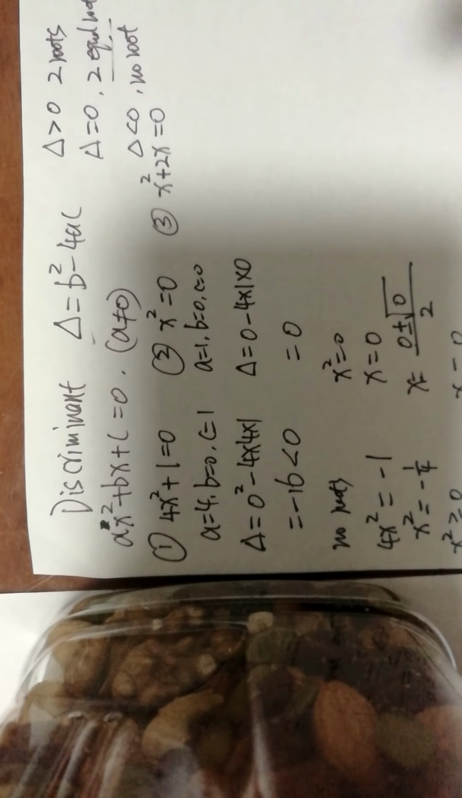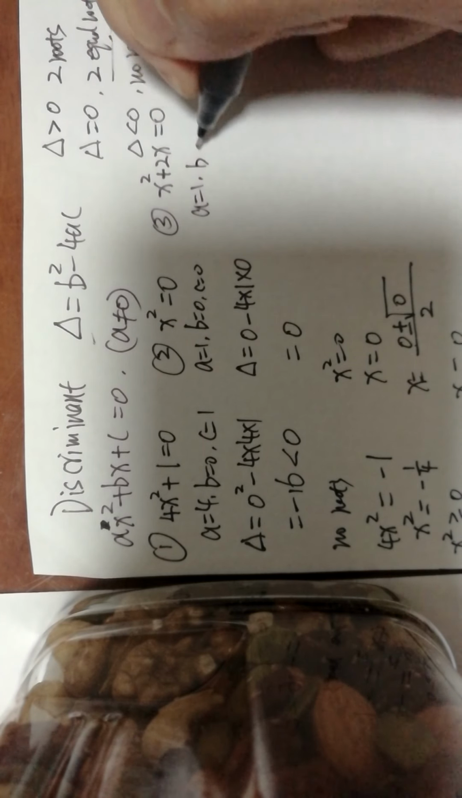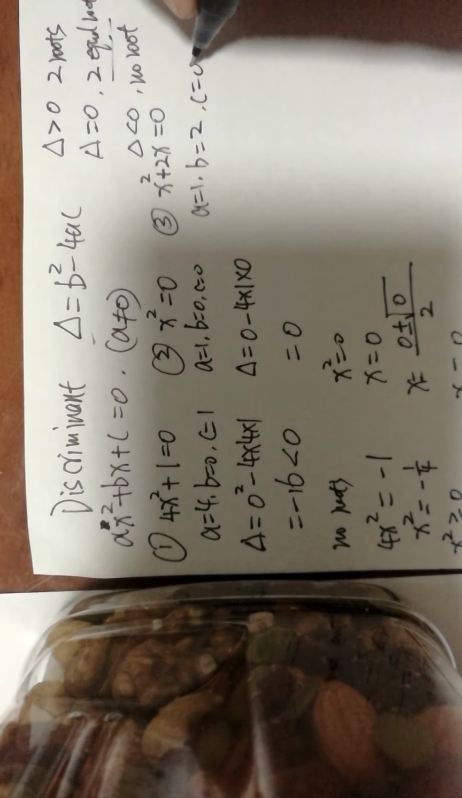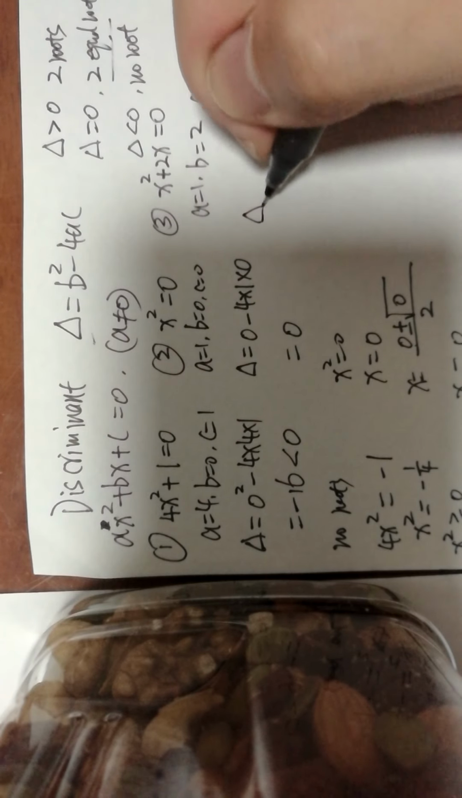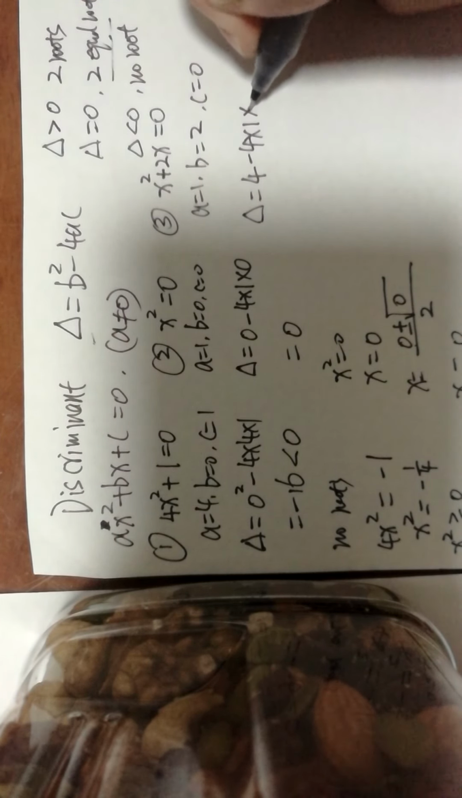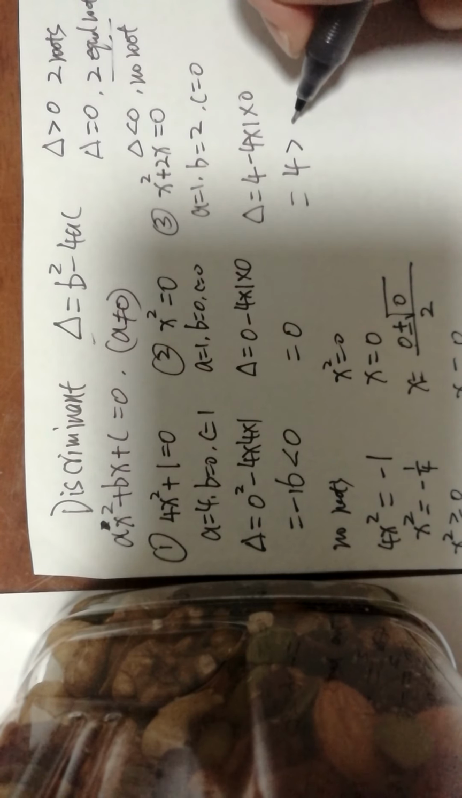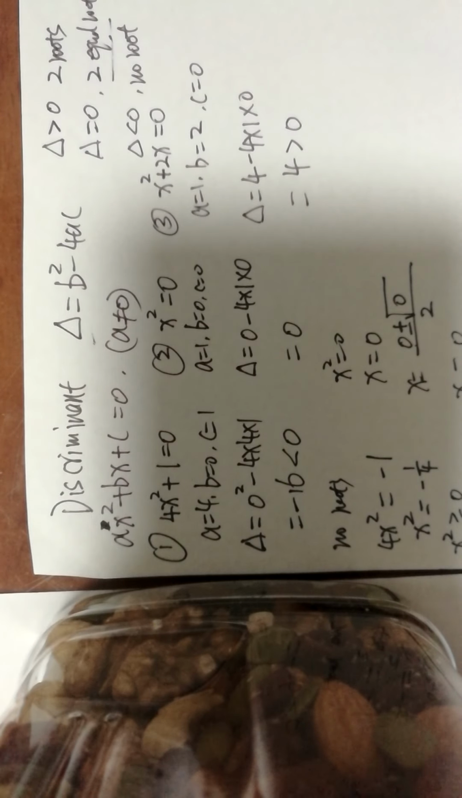And the third example, a equals 1, b equals 2, and c equals 0. The discriminant is 4 minus 4 times 1 times 0, then we got just 4. Because 4 is greater than 0, there will be two roots and they are different.